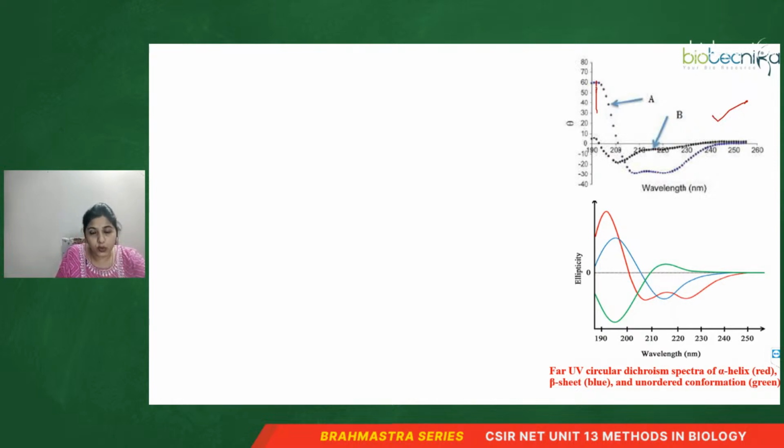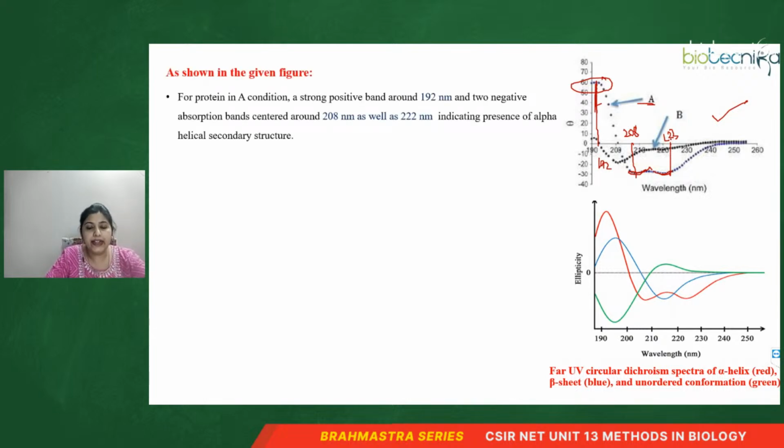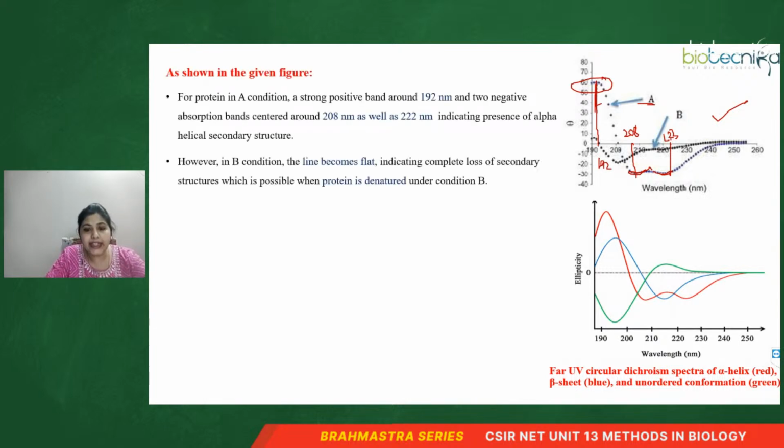So if we see the blue dotted line, which is A, you will find that we are getting a positive band. This is positive, right? Positive band around 192. And also we are getting negative bands over here, two negative bands. One is centered around 208 and another is centered around 222. So this means alpha helix is definitely present. So for protein in A condition, a strong positive band around 192 and two negative bands centered around 208 as well as 222 nm indicate presence of alpha helix structure.